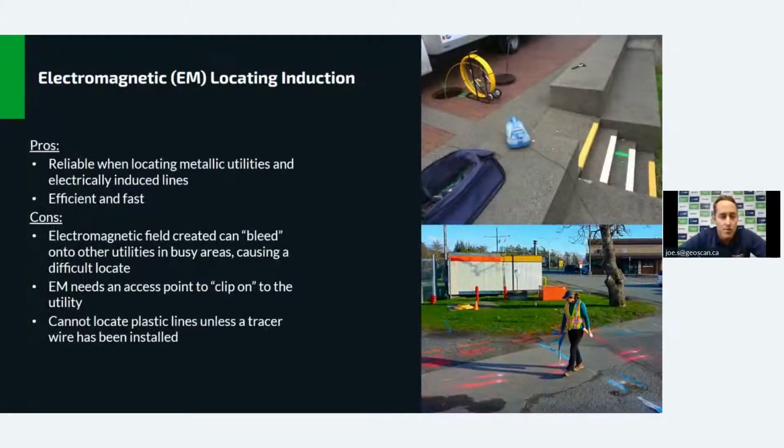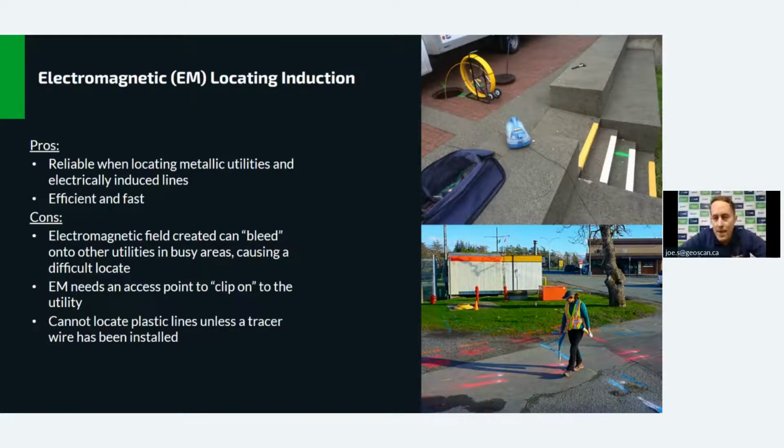There's several pros to EM locating. It's generally considered pretty fast and very reliable when conducting locates for metallic or conductive lines. There are also, however, limitations. Like we just said, the line itself has to be metallic or conductive. Now, that's not going to help you when there's a concrete pipe or a clay pipe in the ground or a plastic PVC pipe. However, there are ways around that.